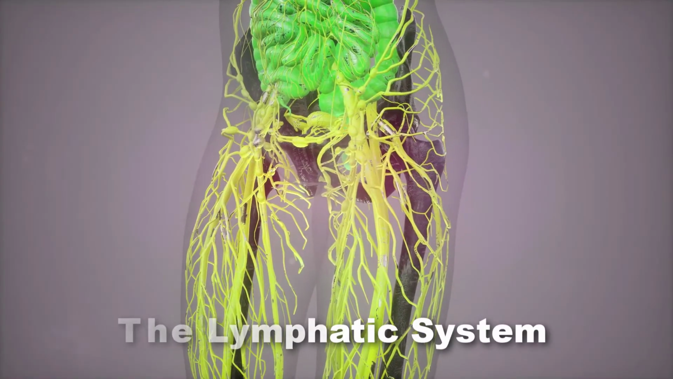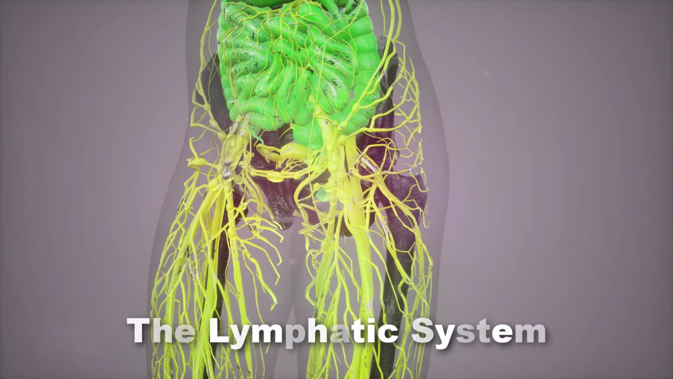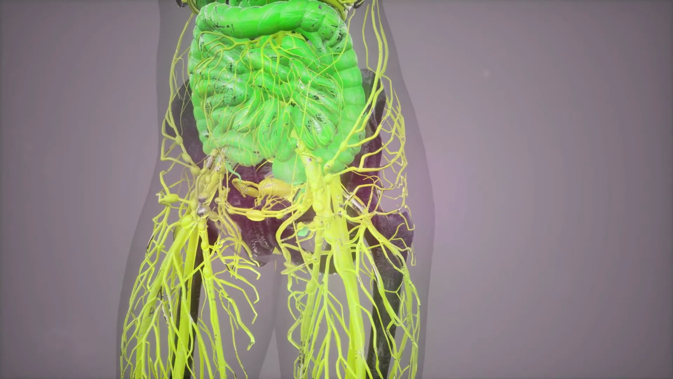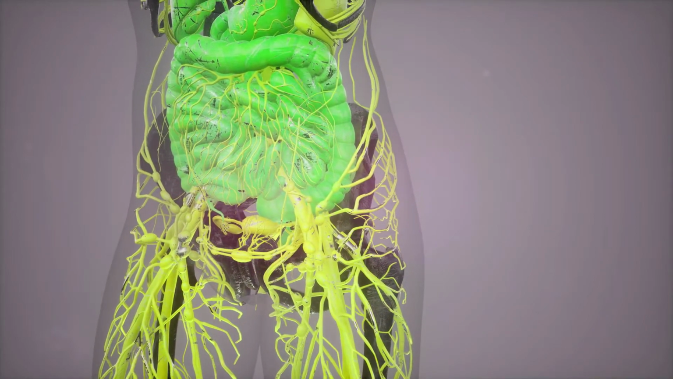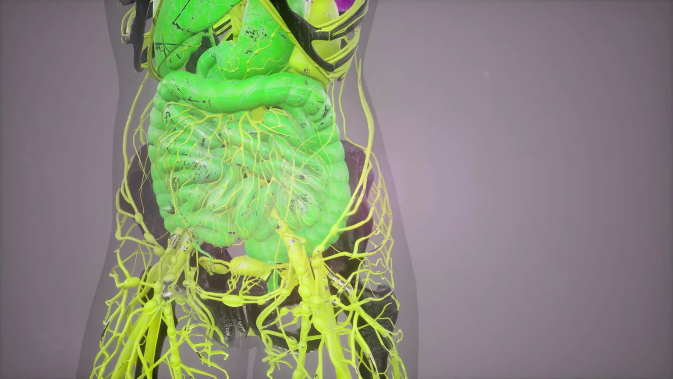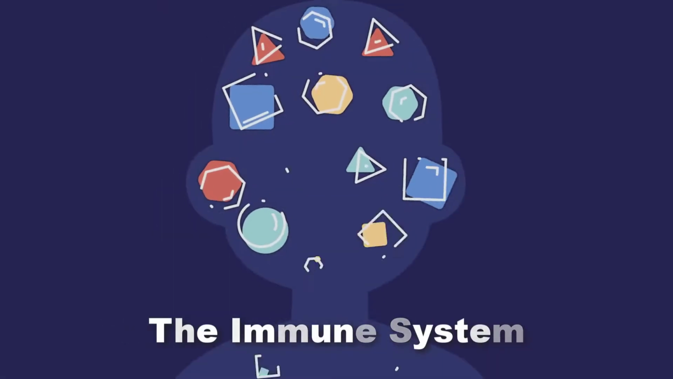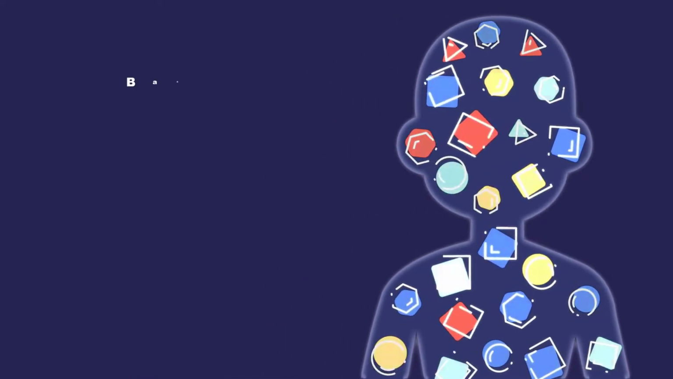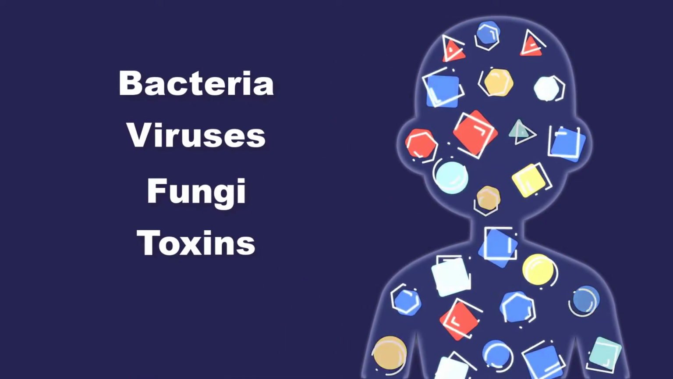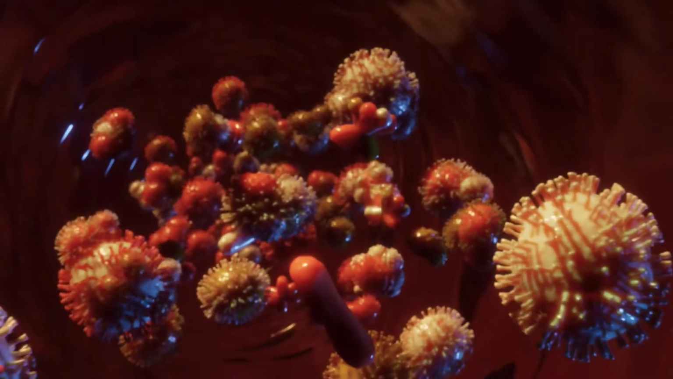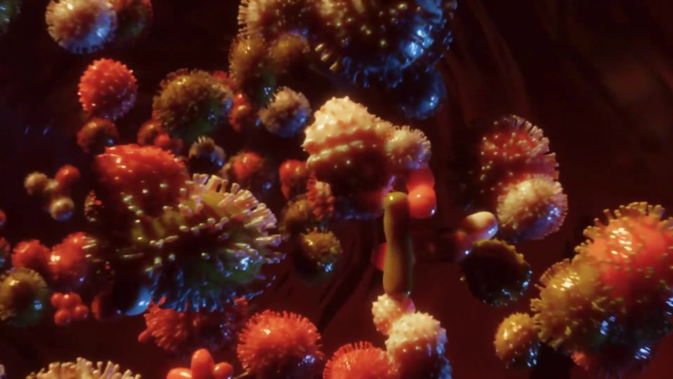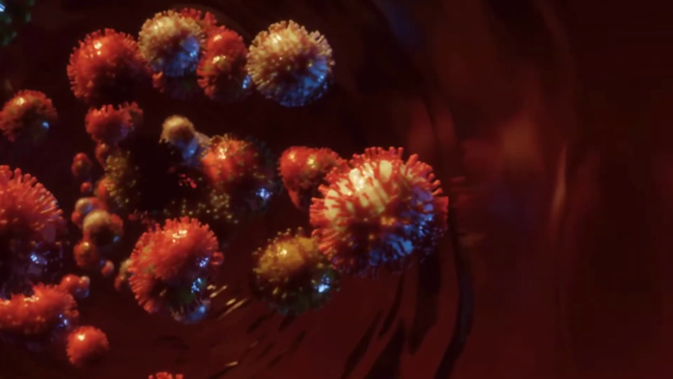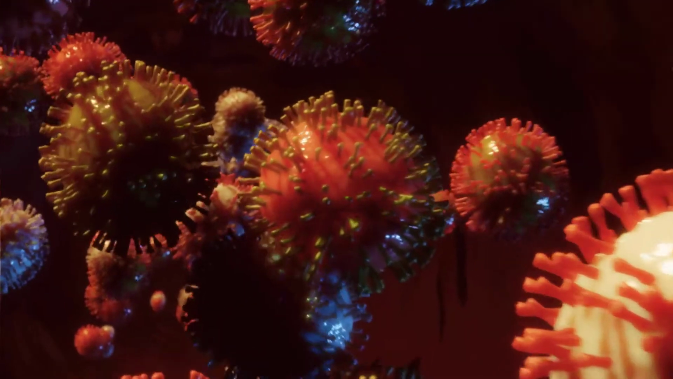The lymphatic system is a network of tissues, vessels, and organs that work together to move lymphatic fluid back into your circulatory system. The immune system protects the body from outside invaders, such as bacteria, viruses, fungi, and toxins. The immune system is composed of different organs, cells, and proteins that work together to keep the body healthy.